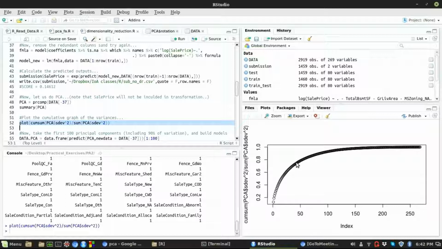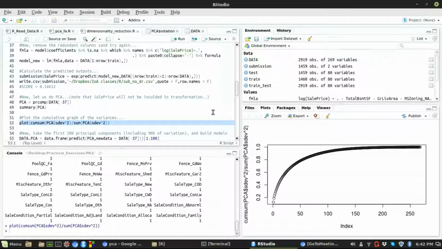Nearly around 80%. If you take the first 100, nearly around 95%, right? 92, 95%, something like that. So if you keep only the first 100 principal components, and the original data has these 268 variables, you can bring it down from 268 to 100, keeping only those 100 variables. We can still keep about 95% of the variance in the original data.